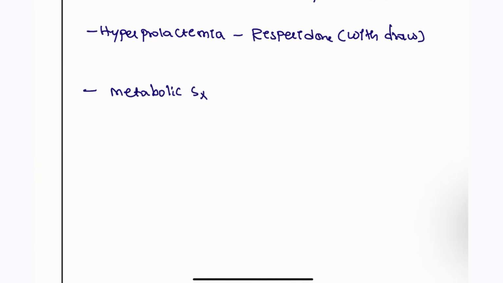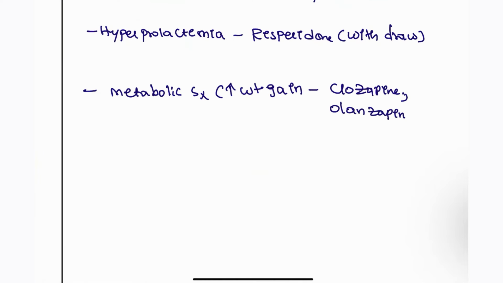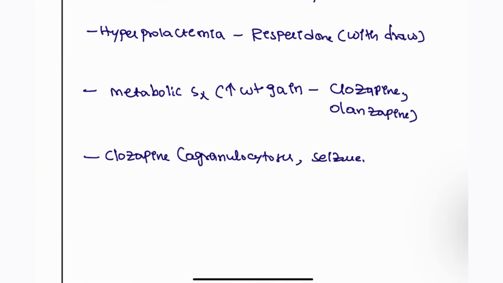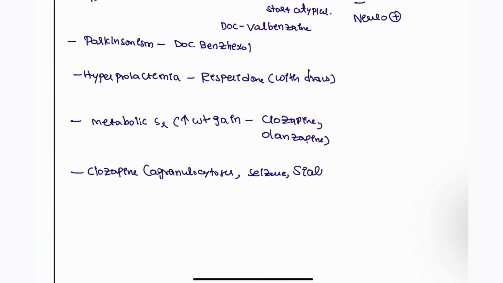Next, coming to the atypical drugs that will be associated with the metabolic symptoms, such as increased weight gain. That is seen with clozapine and also olanzapine. But clozapine has its own specific side effects. Clozapine can cause agranulocytosis and seizures. Also, increased sialorrhea will be seen in this patient. This is seen with clozapine.